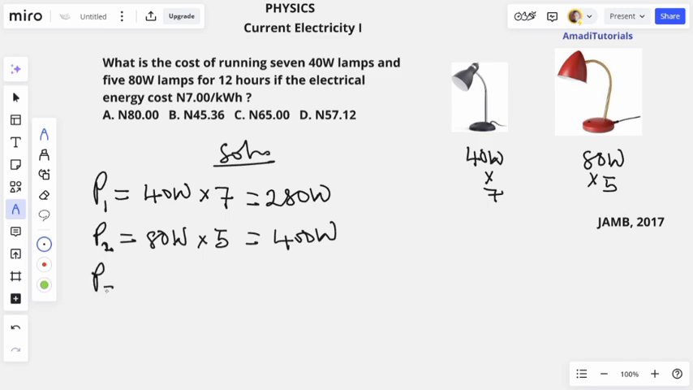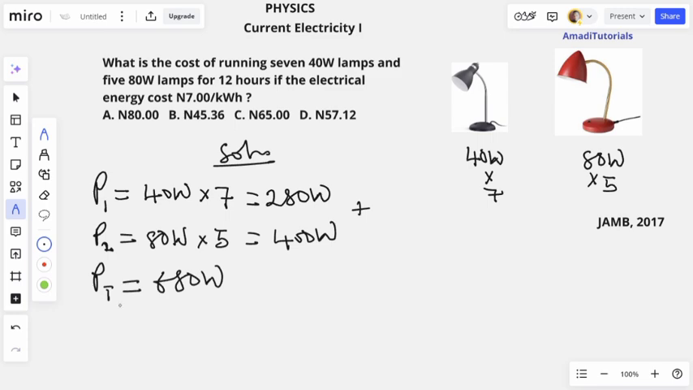So the total power drawn will be equal to what? You add these two, that plus that. That will give you 680 watts. So the power consumption of all the lamps you have here equals 680 watts. Each time you plug 7 of these and 5 of these, you are drawing 680 watts from whichever source it's from, whether it's from the national grid, your generator, or solar.